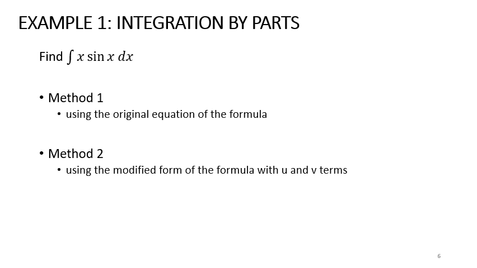Find the integral of x sine x dx. Let's use both methods. So actually we're using the same formula, it's just that method 1 is using the original equation of the formula, the f(x), g(x), and the primes and the dx, whereas method 2 is the u and v and du dv, right? Using the formula with the u and v terms. So let's do that example.